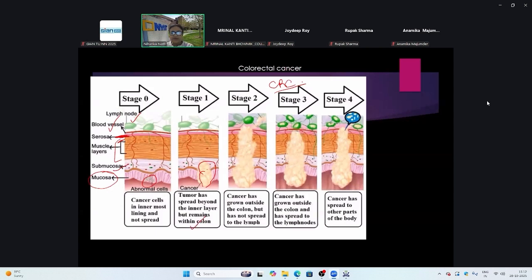The tumor has spread, but it is still inside the colon. So it's still inside the colon. Okay, and in stage two, it has spread. It has grown outside the colon, really moved up, but it has not gone to the lymph nodes. So it is very much close to going to the blood vessels. Has it entered the blood vessels?